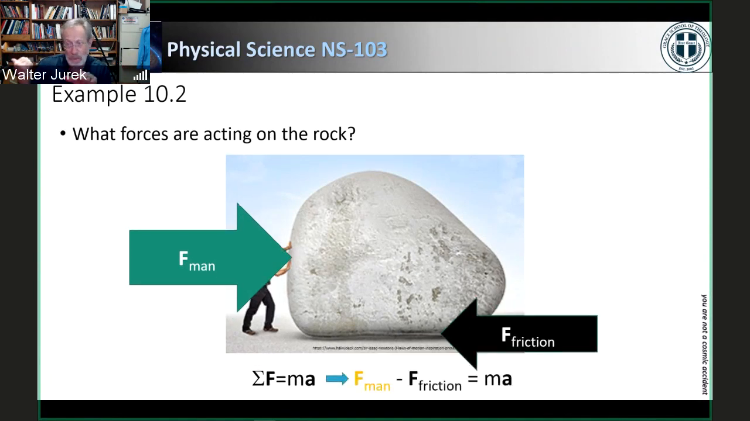We'll call Tony going to the right plus. We'll call the friction opposing Tony going left minus. I got friction of Tony going right, F of the man. Force of friction acting left, we'll subtract that. It has to equal the mass of the rock times its acceleration.